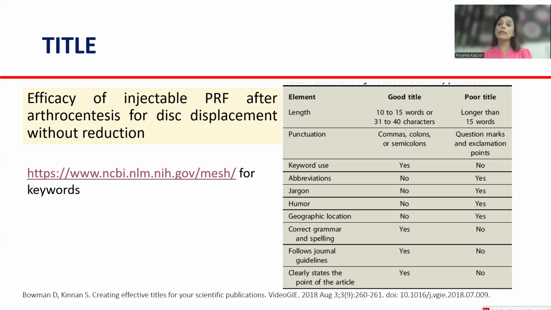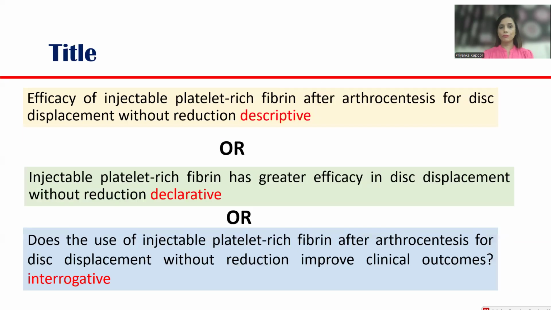And avoid using abbreviations which are not very standardized, like HIV, DNA, RNA. These are very standardized abbreviations. You can use them, but don't use something like PRF. You should always write the full form, like platelet-rich fibrin. Don't use these kinds of abbreviations without their full form in the title itself.